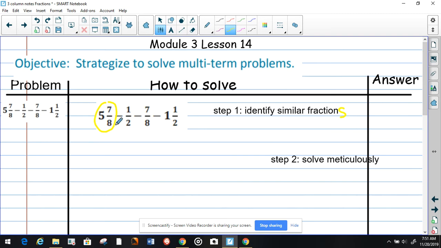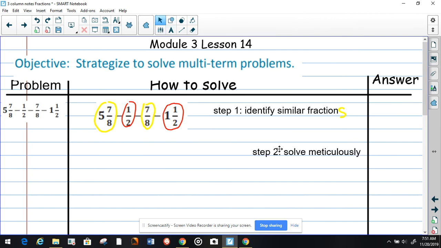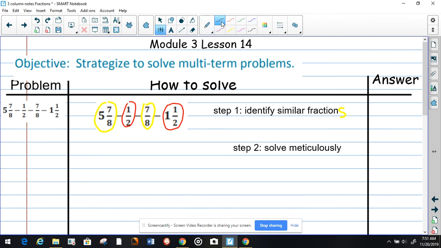So 5 and 7/8. Look, here's another fraction that has the same denominator. Now, the other two fractions have the same denominator, which is 1/2, and the mixed number 1 and 1/2. So now we can set up to solve it. Again, I recommend a lot of caution because some of you want to go fast all the time and want to finish everything quickly. So we're going to start with the yellow one, 5 and 7/8 minus the 7/8.